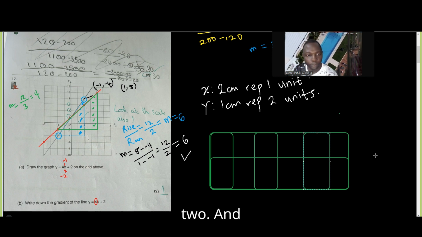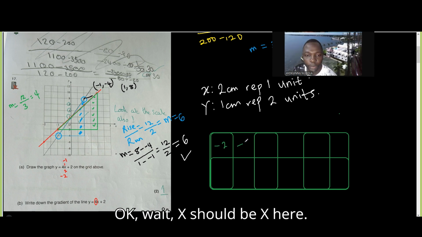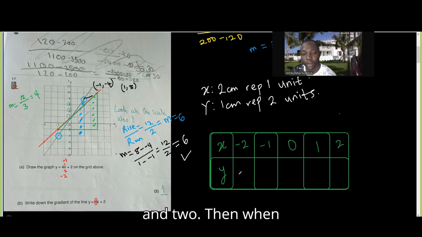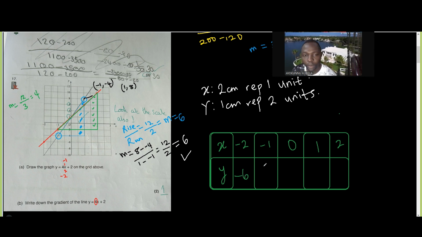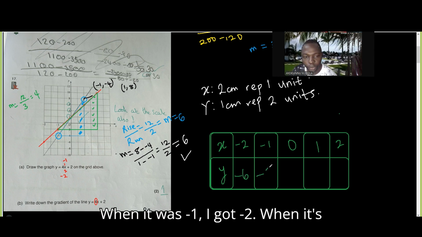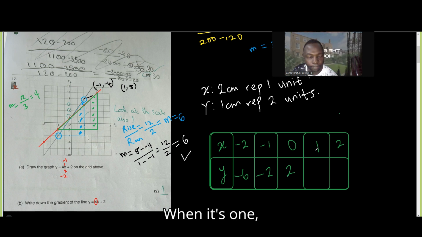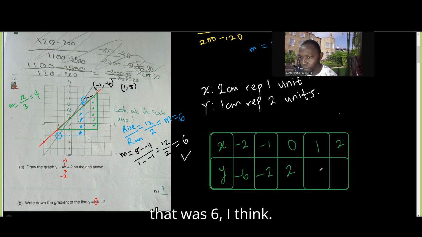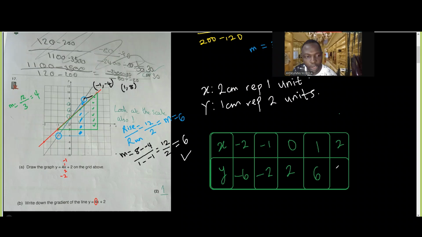So that will be -2, -1, 0, 1, then 2. So I'm going to have x here, y here: -2, -1, 0, 1, and 2. Then when it was -2, I got -6. When it was -1, I got -2. When it's 0, that'll be 2. When it's 1, that was 6, I think so. Six. And 2 gives us 10.